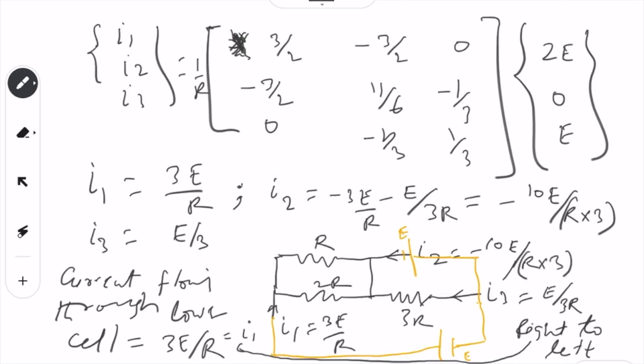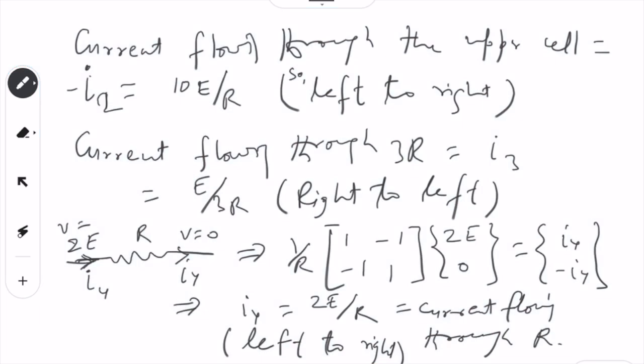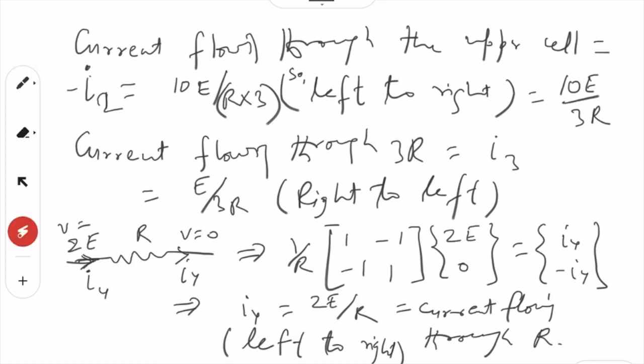So this value here I am going to write 23. On the next page also let's do the correction. So it will be 10E over 3R, multiplied by 3. Okay, so let's write 10E over 3R. So that is all. So this should be 10E over 3R.